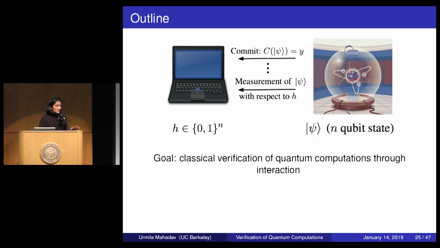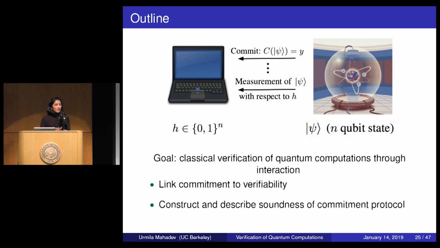So remember, our goal is to verify the output of a quantum computation. Now what I'll tell you is how this commitment protocol directly links to verifiability. And then for the rest of the talk, I'll show you how to construct the commitment protocol and how to prove security. This is called soundness, and what I'll show there is why this commitment protocol actually ties the hands of the quantum prover.